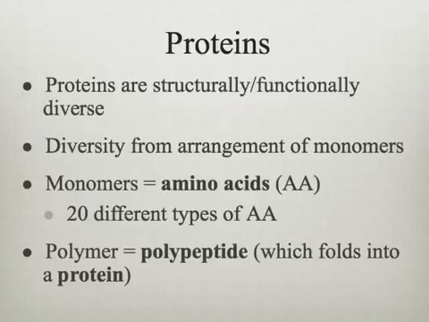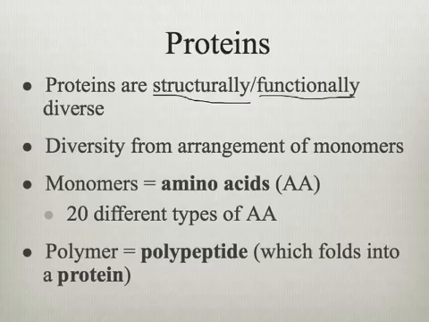Okay. So proteins, they do almost everything in your body. Proteins are like the molecule that does all the work in your body. But because they have so many different jobs, because they have so many different functions, they also have lots and lots of different structures. So this first bullet point here says that proteins are structurally and functionally diverse. One protein looks very, very different from another protein, and it would also have a different job. So this diversity comes from the fact that proteins have a lot of different monomers.